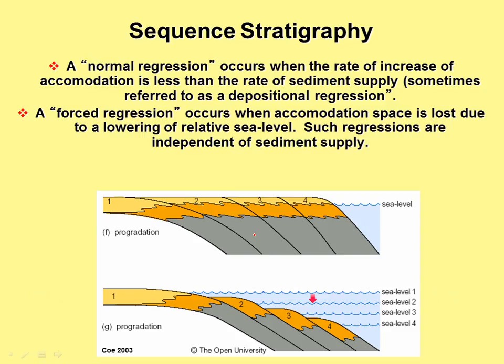Okay, so the forced regression is independent of sediment supply. It's related purely to the lowering of sea level, because conceivably you could have a lowering of sea level where you had a very poor source of sediment back there and you're not supplying much sediment anyway. The regression still occurs.